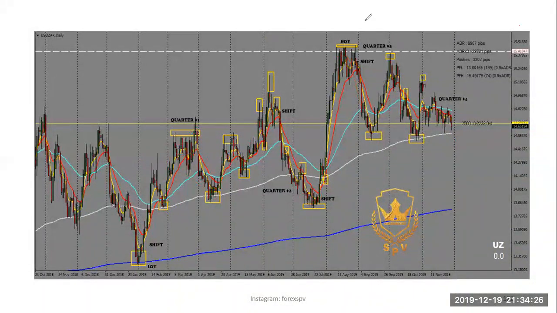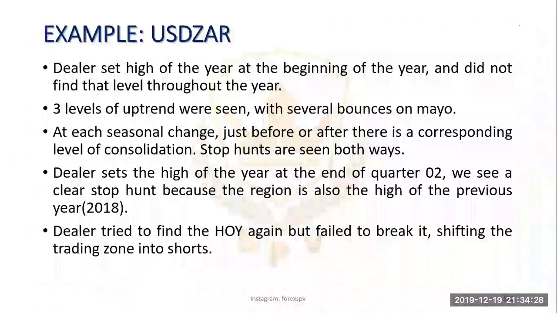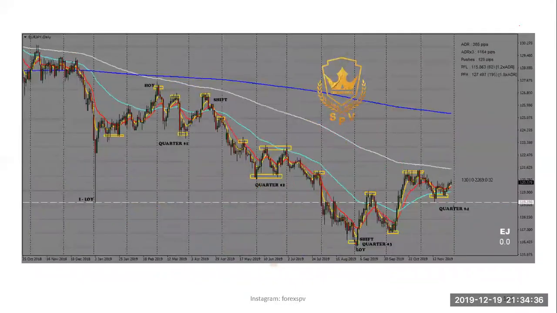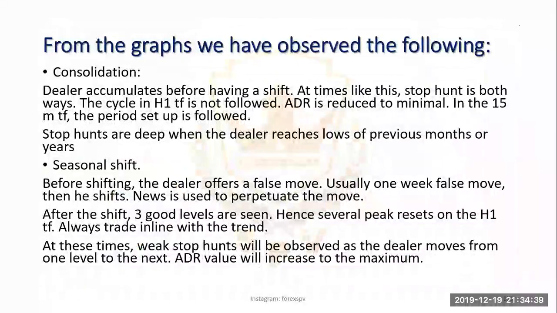So what do we observe on these seasonal moves? You'll go through these charts. What you need to observe is the following. Consolidation: you can see the dealer accumulates before having a shift. At times like this, stop hunt is both ways. The cycle in the hour 1 time frame is not followed. The ADR is reduced to minimum. So these are times when the ADR for EURUSD goes all the way to 34.